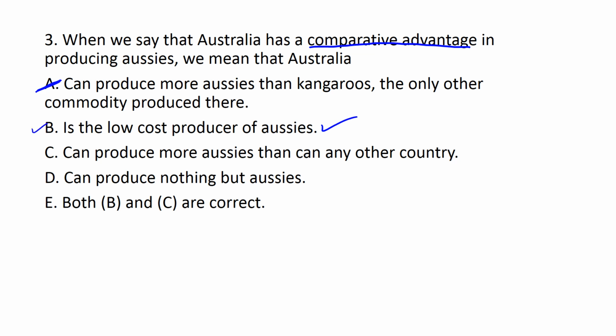C, can produce more Aussies than any other nation. That would be an absolute advantage. We don't know that they also have one in it, so that's not true. And D, can produce nothing but Aussies. Again, they probably can produce other things. It might be true, but it's not for sure true. So that is not it either. And so E can't be correct, so just B is our answer.